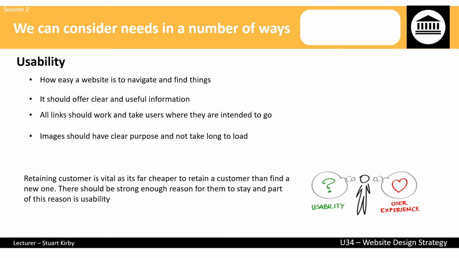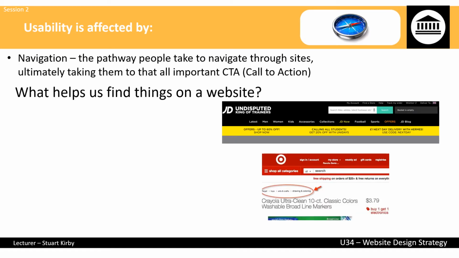Because when they come back the second time, it hasn't cost you any money to bring them back. The first time it has maybe, but second, third, fourth, it's all free. So usability plays a big role. Now, what affects usability? The key one is, of course, navigation. So this is the pathway people take to navigate through your site. As I mentioned earlier, ultimately, it's all about reaching that CTA.